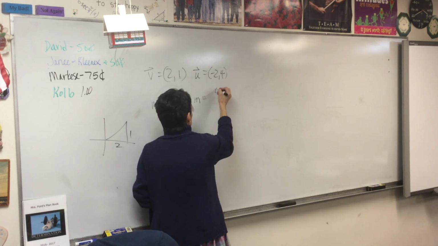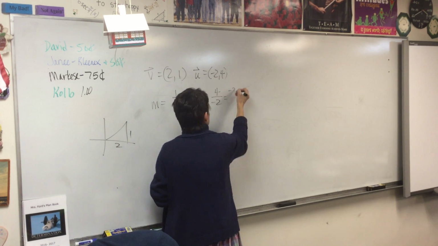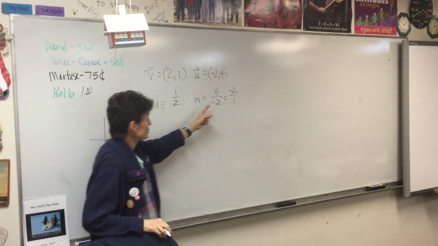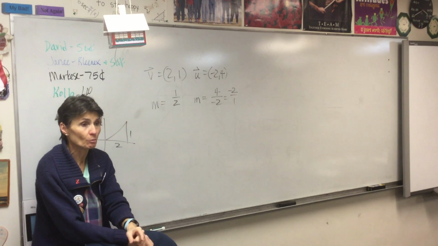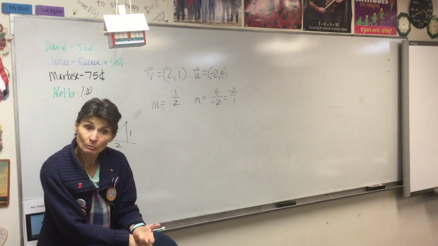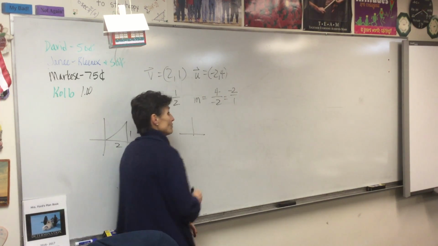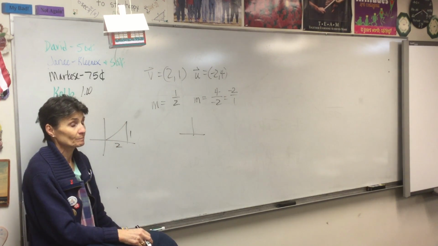Wait, no. -2. 4 over -2, so -2 over 1? What's the relationship between these two slopes? Reciprocals. They're opposite reciprocals. They're orthogonal. So these are orthogonal. These two vectors are orthogonal.